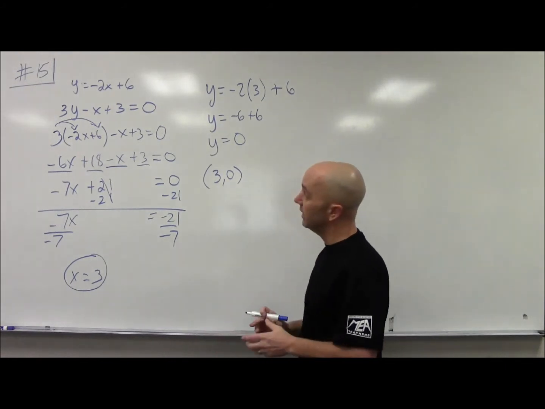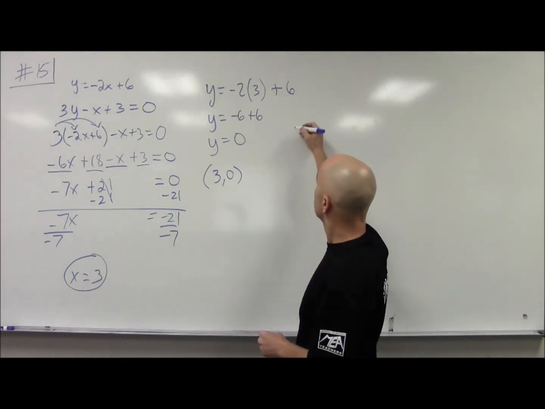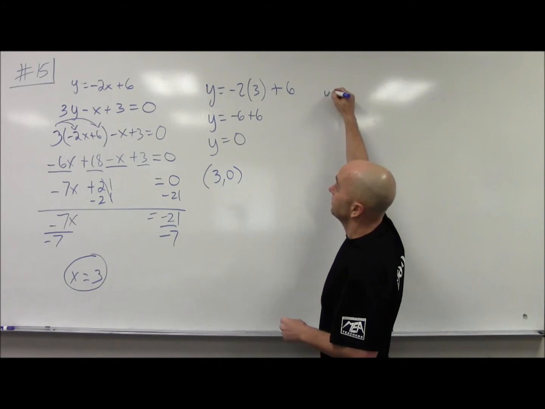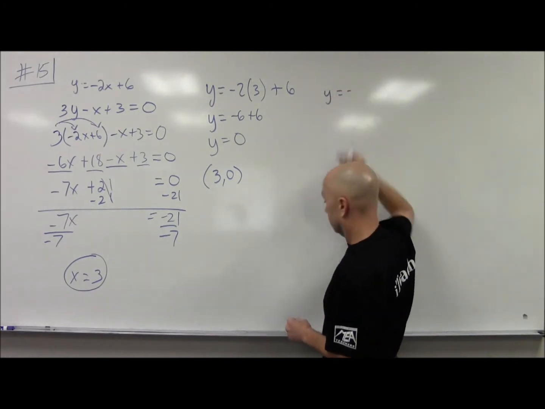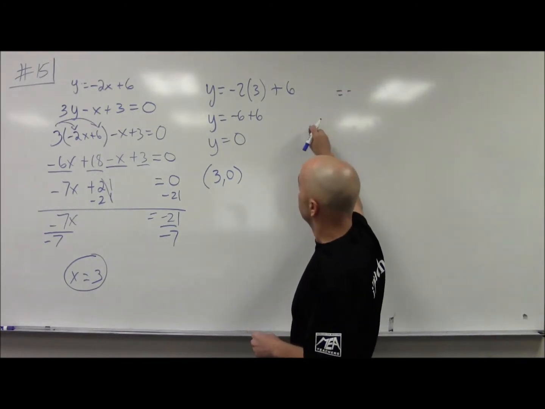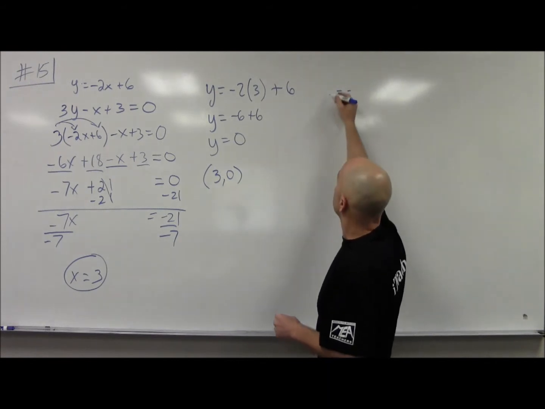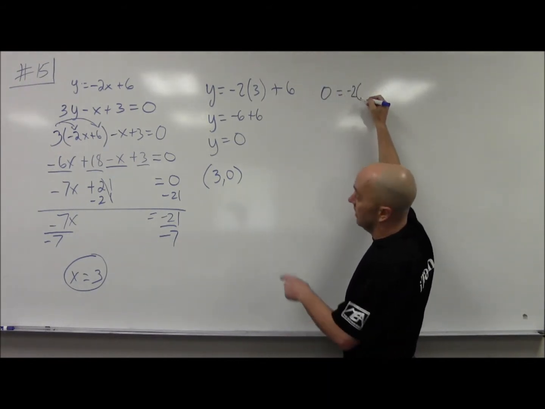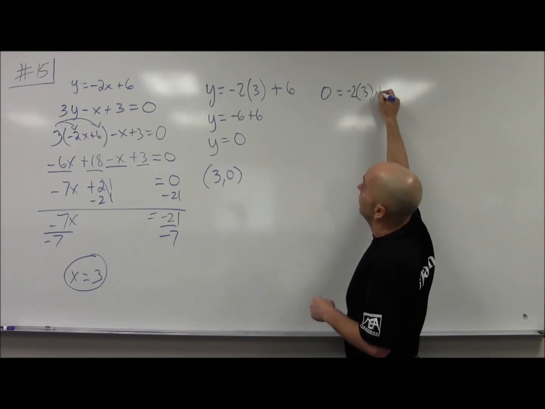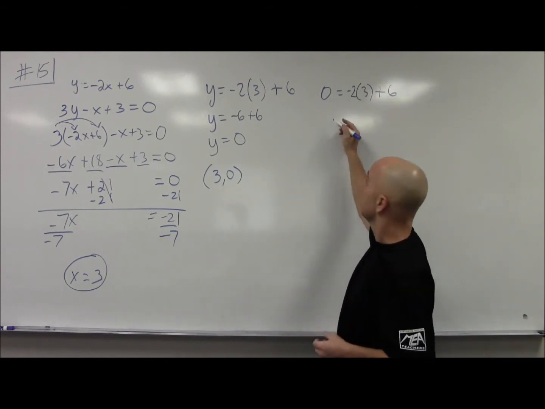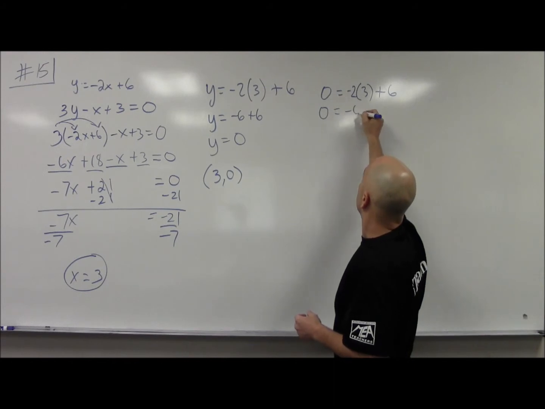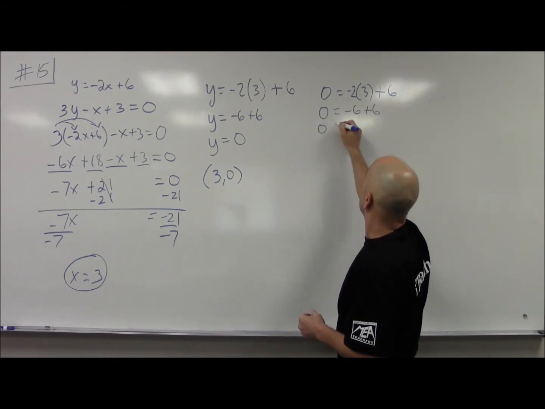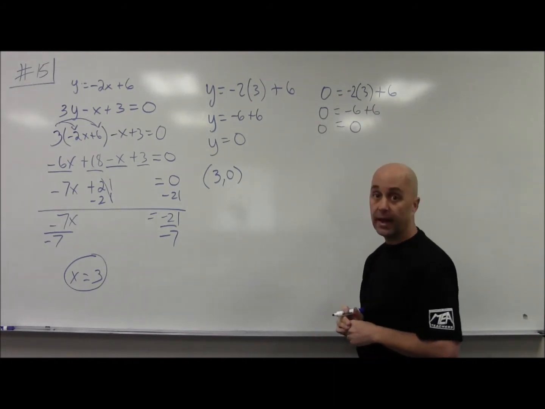And of course I want to check that in both equations. So let me go to the first equation. Oops. I don't want to put y there, I want to put what it's worth, which is 0, equals negative 2 times 3 plus 6. I want to evaluate both sides. Okay, so it's true for that equation.